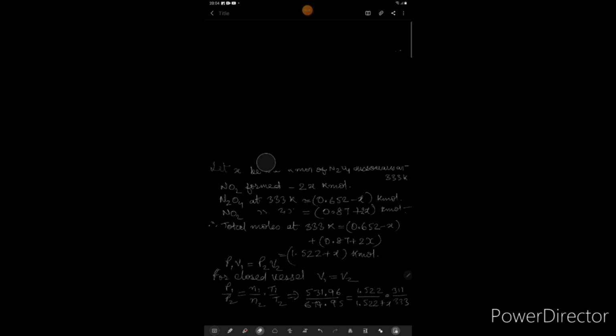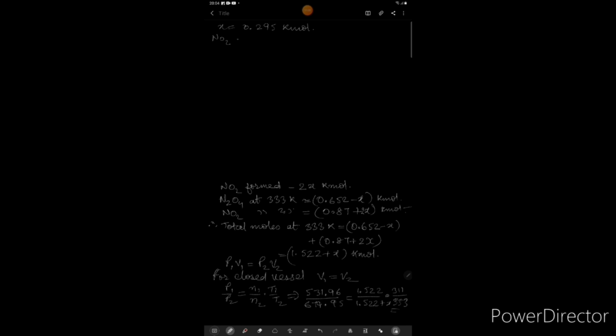If you cannot understand that one, then go through the problem again and see from where this calculation comes. So from here, x comes as 0.295 kilomole.